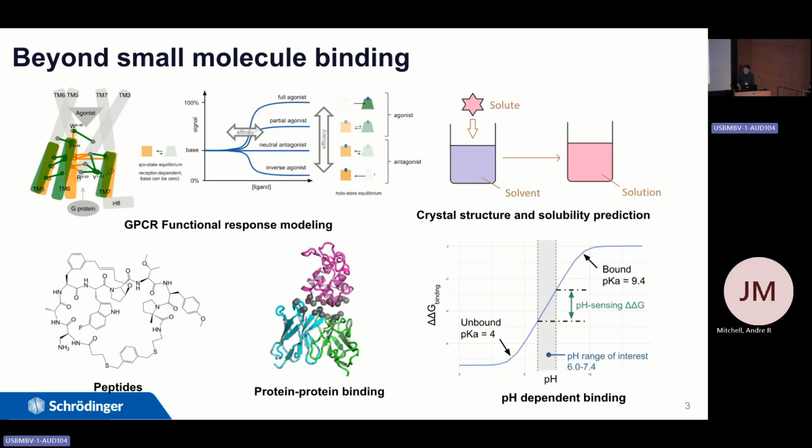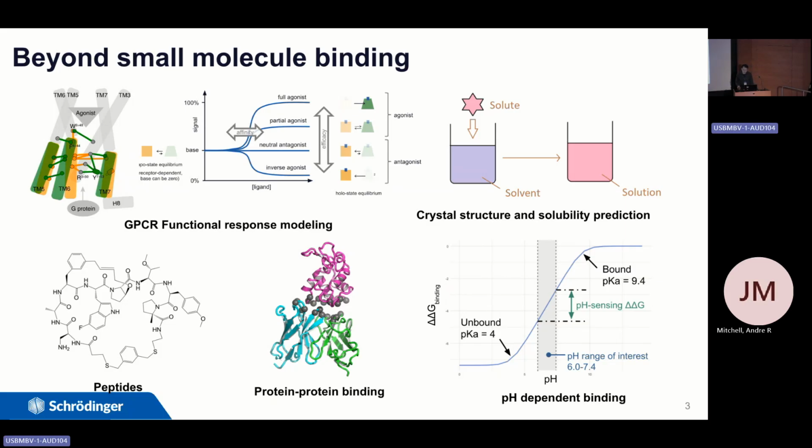So how do we model the function response upon ligand binding? Another example, over the past few decades, the market share for peptide and antibodies has been increasing rapidly. So how can we use FEP calculations to help discover peptide and antibody drugs faster and cheaper? And more importantly, how do we obtain the pH-dependent binding?